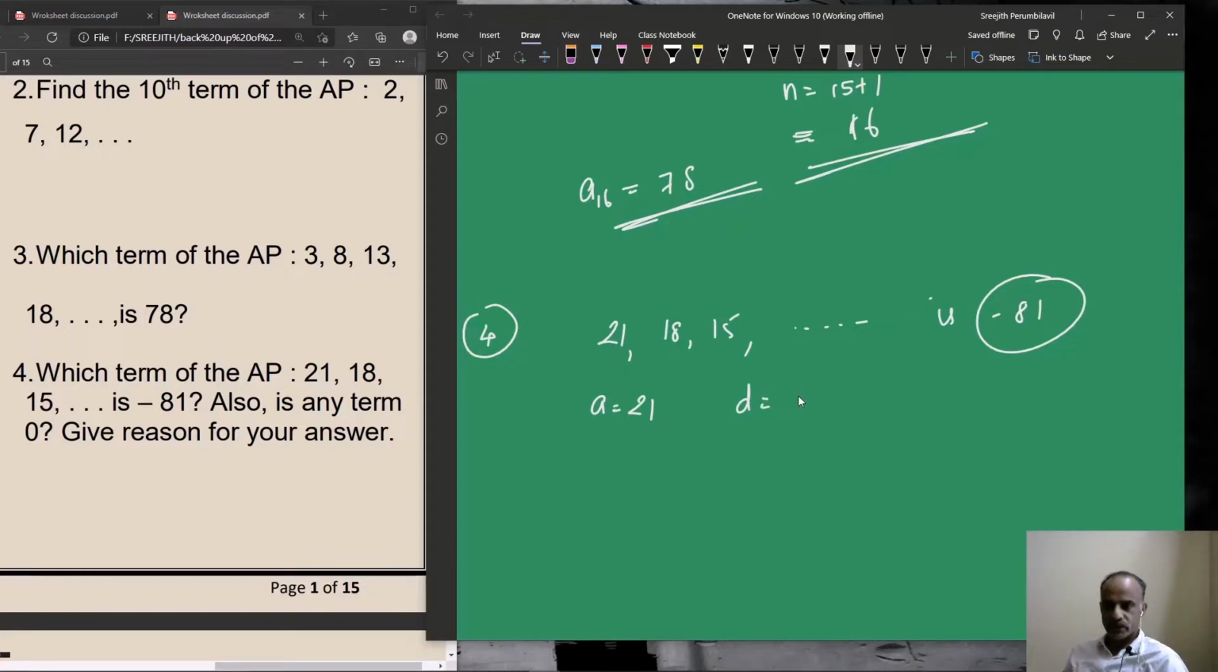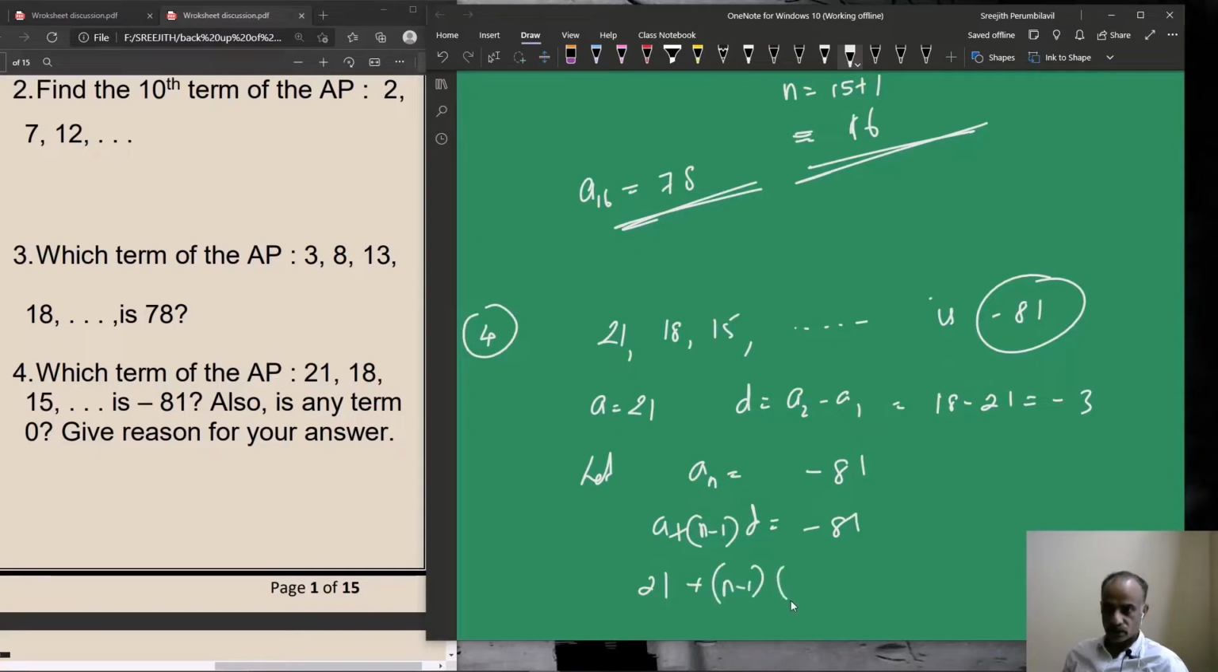d is equal to a2 minus a1, that is equal to 18 minus 21, that is equal to minus 3. Now we need to know the position of minus 81. Let an is equal to minus 81, that is a plus (n minus 1) into d is equal to minus 81. What is a? a is 21 plus (n minus 1) into minus 3 is equal to minus 81.